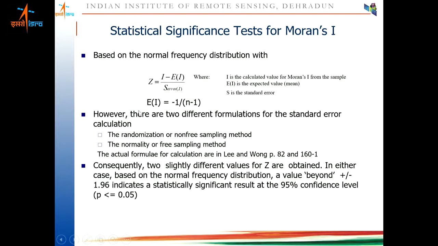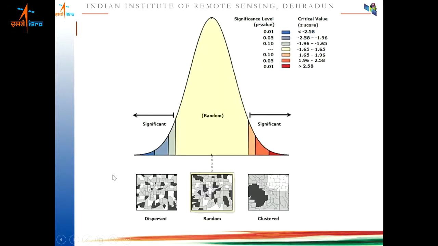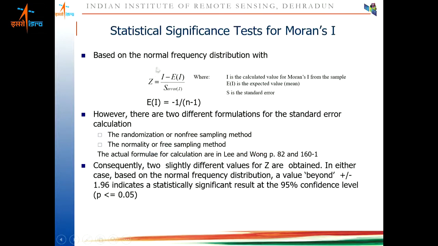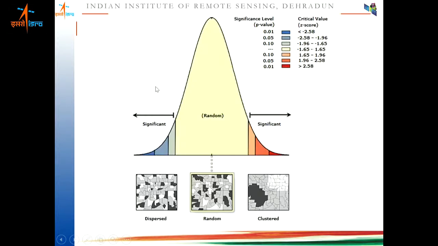If you want to see how the expectation of I, meaning the mean of Moran index, is minus 1 upon n minus 1, you can see the book for the derivation. Anyway, that much detail is not required. So after having I, expectation of I and standard error, you will get the z score. Now we will come to what the z score tells you about the significance level.